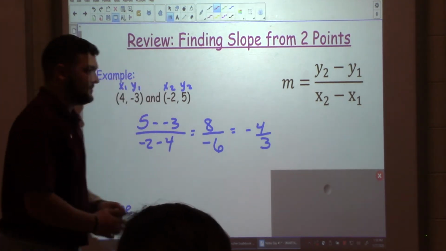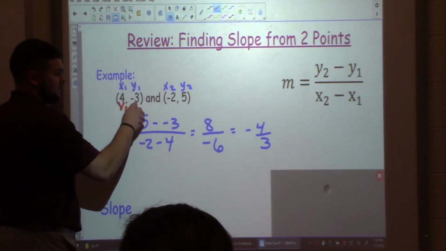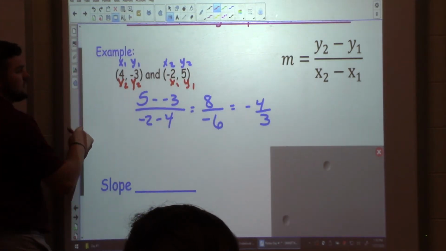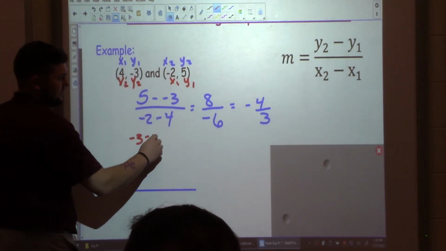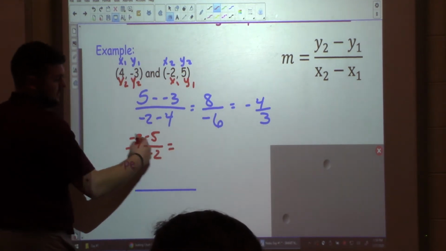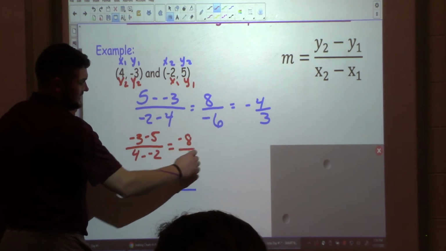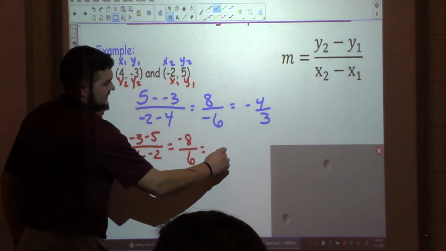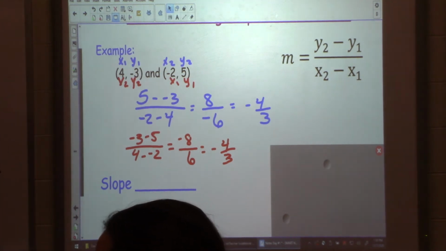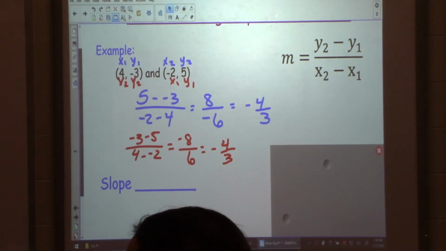If I flip these, make this x2, y2, make this x1, y1, and try it again, I get negative 3 minus 5 over 4 minus negative 2. This gives me negative 8 over positive 6. I still get negative 4/3. It doesn't matter which point you use as x1, y1 or x2, y2, as long as you are consistent.